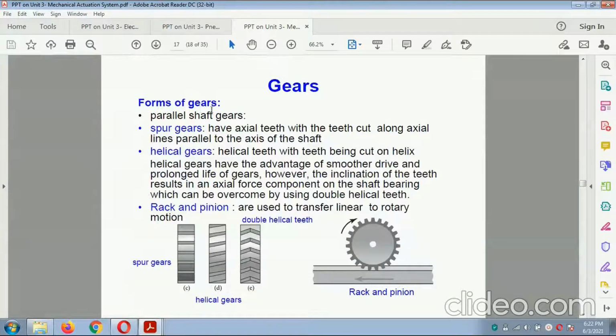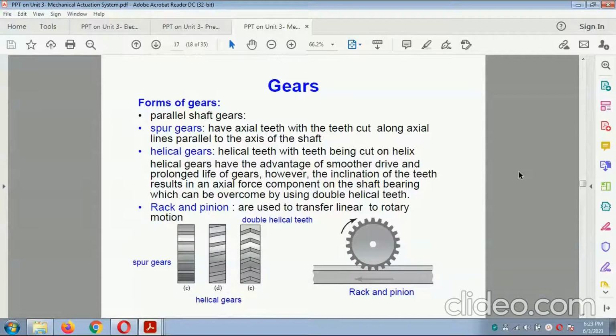So the forms of gear: the parallel shaft gear, or spur gear, is when the teeth are cut along an axial line parallel to the axis of the shaft. The helical gear has teeth cut on a helix, which has the advantages of smoother drive and prolonged life of the gear. However, the inclination of the teeth results in an axial force component on the shaft bearing.